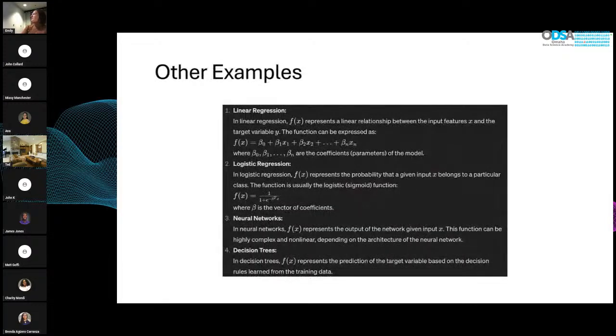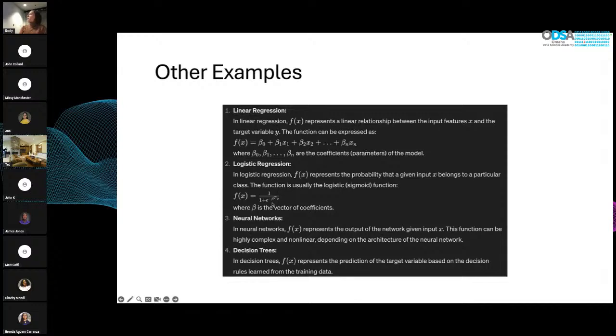So here are some other examples of functions. Basically, all of the algorithms that we talked about are a function. In linear regression, f of x represents a linear relationship between the input features x and the target variable y. Remember, we started with y equals mx plus b, and then we generalized to f of x equals beta sub naught plus beta sub 1 times x sub 1 plus beta sub 2 times x sub 2, all the way up to beta sub n times x sub n, where these betas are the coefficients or parameters of the model. So this is the more extended, generalized functional form for linear regression.